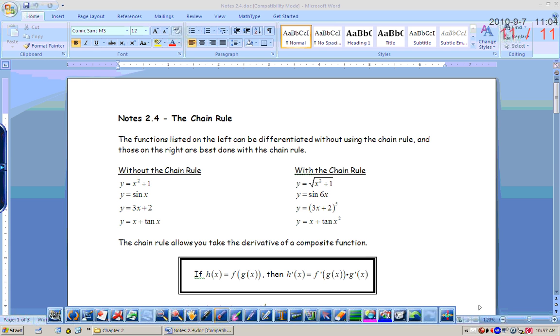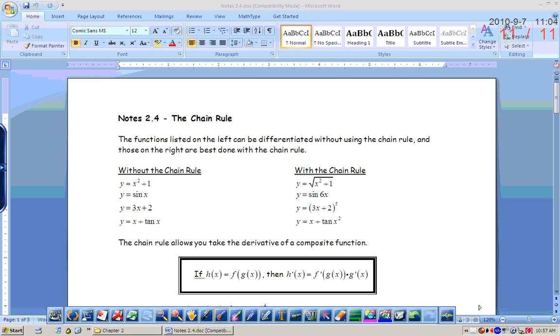We know how to take the derivative of just sine x, but as soon as the argument is anything other than just plain old x, you have to use the chain rule. The quantity 3x plus 2, that's fine, but as soon as you take that whole quantity and raise it to a power, we need the chain rule. And then the last one is kind of the same thing as the second one, where your argument is something other than just plain old x.